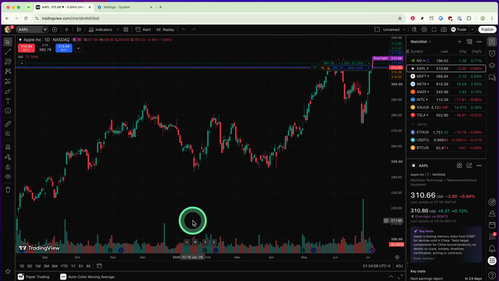I'll guide you step by step from adding the RSI indicator to your chart to interpreting its signals, so you can make more informed trading decisions.